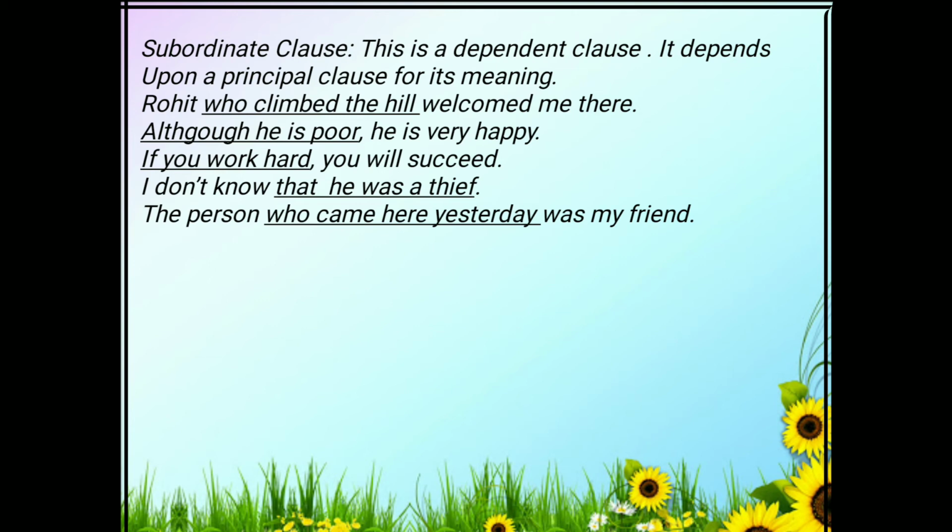Now we will read the examples. Rohit, who climbed the hill, welcomed me there. Here the conjunction is who. So after the conjunction the sentence will be subordinate clause. So who climbed the hill. This is subordinate clause. But you will not take welcomed me there as a subordinate clause. Why? Because you can't take two verbs in one sentence.